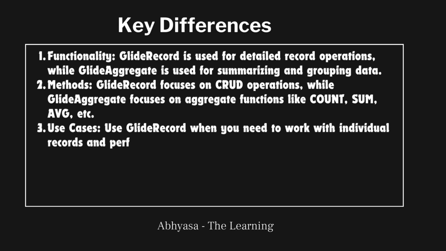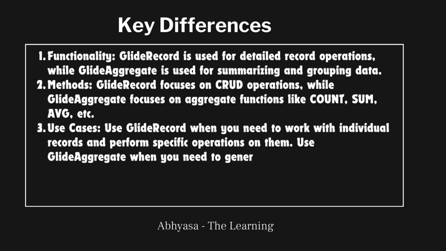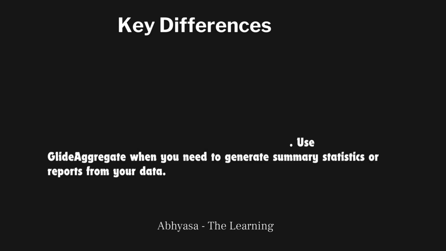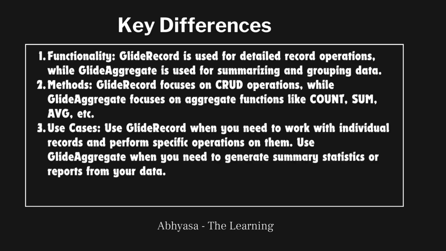Use cases: use GlideRecord when you need to work with individual records and perform specific operations. Use GlideAggregate when you need to generate summary statistics or reports from your data.